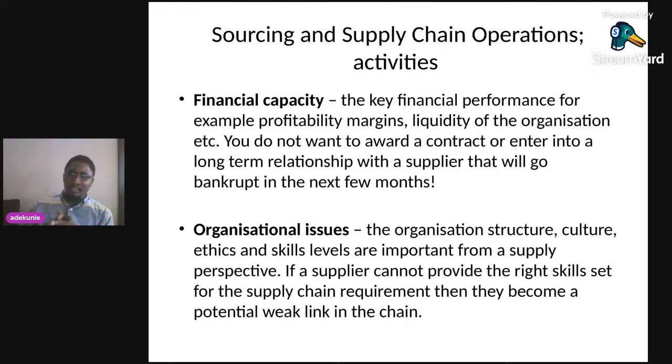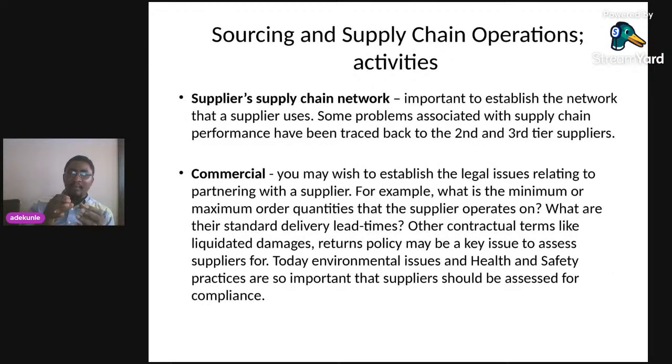You're looking at organizational issues, their structure, their culture, their ethics. And also importantly, you're looking at their etiquette to work. Then of course we also look at another activity, which is the supplier supply chain network. What is their network? It's important for you to establish the network that the supplier uses, to understand where the problem will come from.